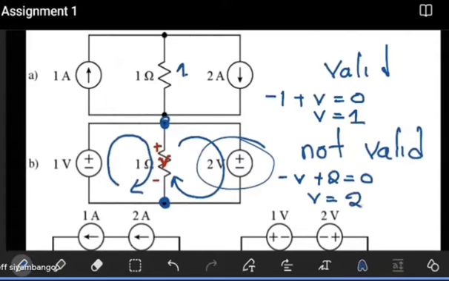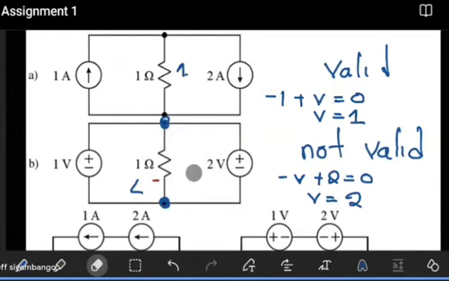Well, this is not right. Since it's the same element, the values must be the same. On one side we're finding 1 volt, on the other side we're finding 2 volts. So it implies that this circuit is actually invalid. That's one way you can look at it.